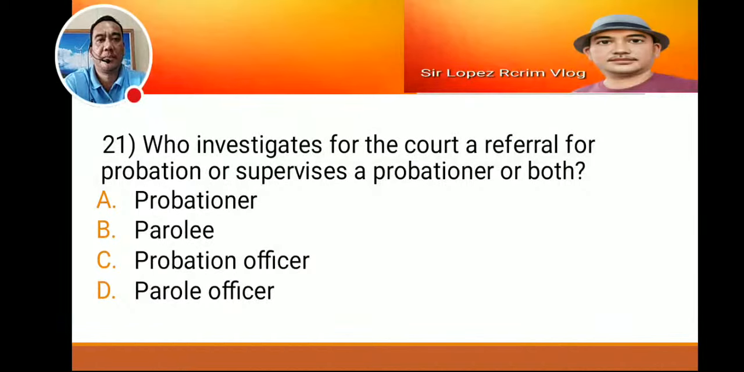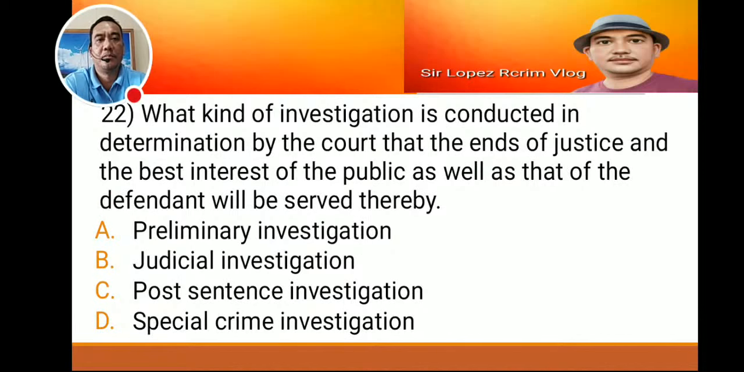22. What kind of investigation is conducted in determination by the court that the ends of justice and the best interest of the public as well as that of the defendant will be served thereby? Letter A, preliminary investigation. Letter B, judicial investigation. Letter C, post-sentence investigation. Or letter D, special crime investigation.